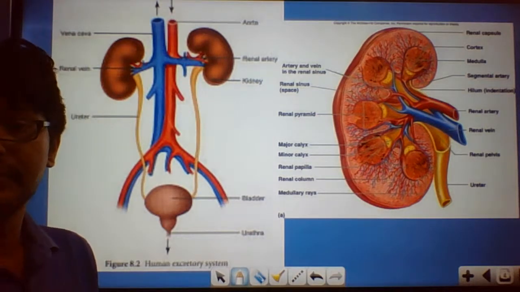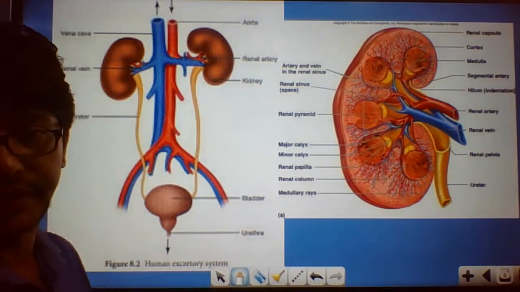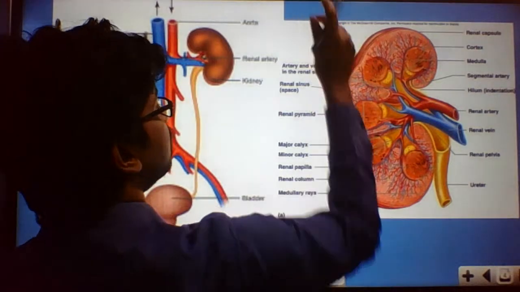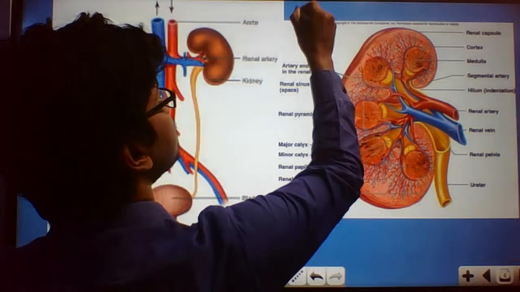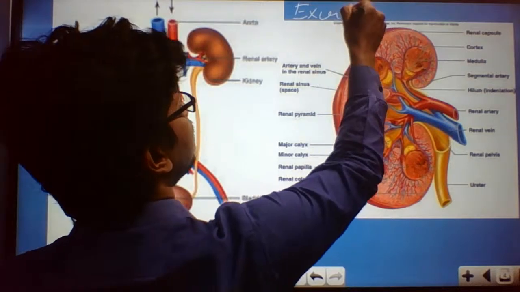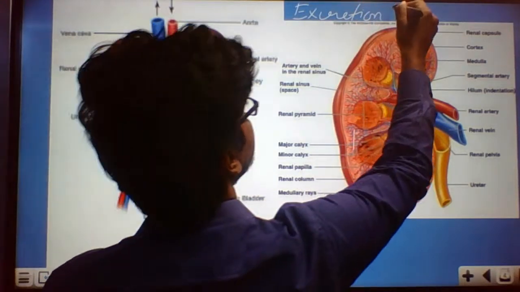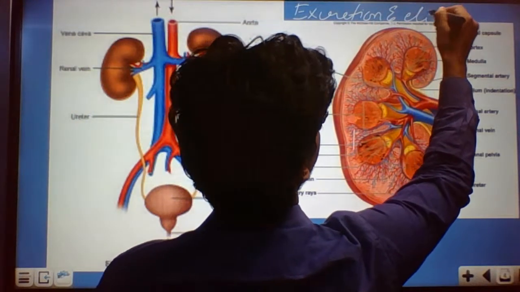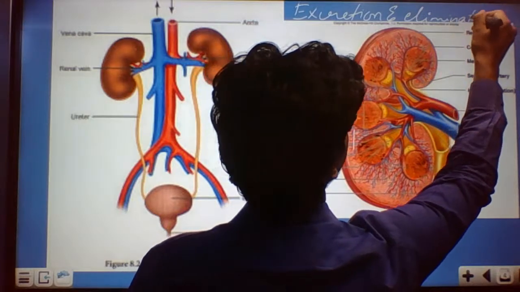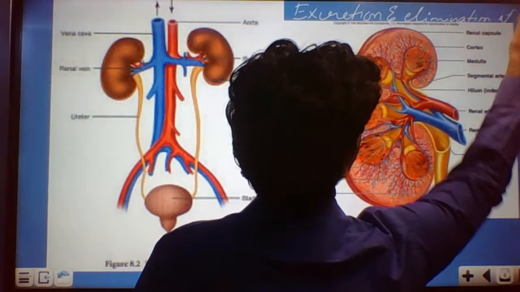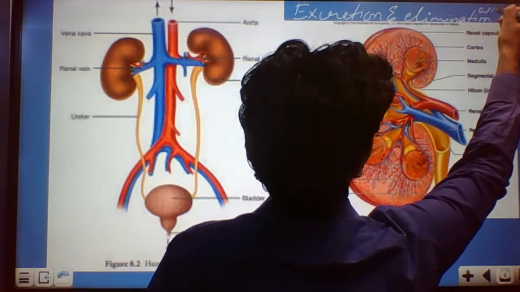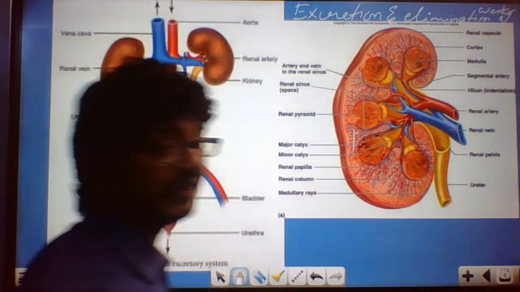Excretion and elimination of waste. Okay, excretion and elimination of waste we discuss. Now the next chapter, excretion and elimination of waste. Simply we call it the excretory system.